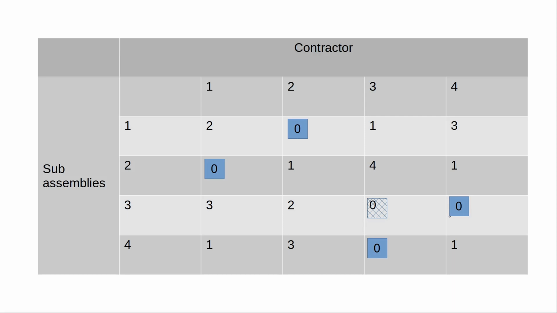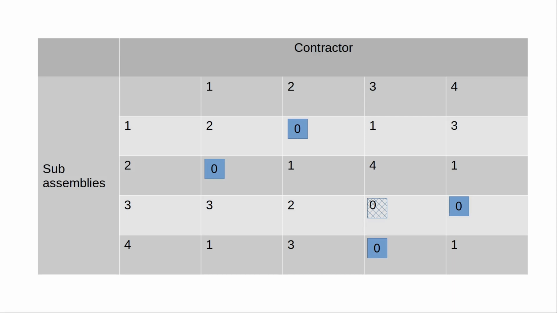Looking at this table, how many lines can we draw which would cover all the zeros? Well, we can draw a line across row number 1. We can draw a line across row number 2. We can draw a line across row number 4. And we can draw a line across column number 4. Right. So we have 4 lines which go through all the zeros.